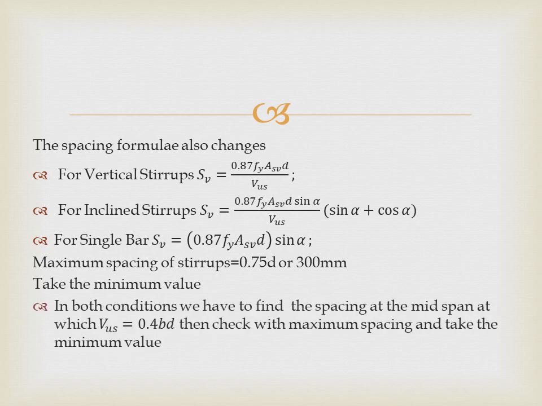Now in both conditions, we may have to find the spacing at the midspan. Just in case the question asks for the spacing at the midspan, we take VUS, that is for vertical stirrups, VUS is equal to 0.4 BT. That is our usual formula, where 0.4 BT is the minimum reinforcement. Then we check the maximum spacing, and then we take the minimum value.